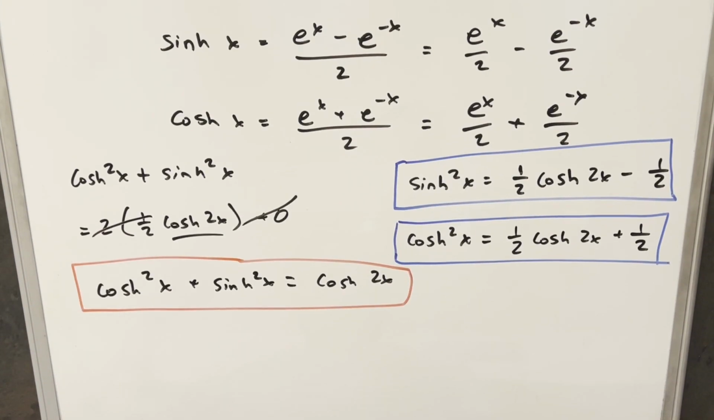Okay, so there you have it. I think we covered most of the basic trig identities for the hyperbolic trig functions. In the next video, what I'll do is derive all the half angle formulas.